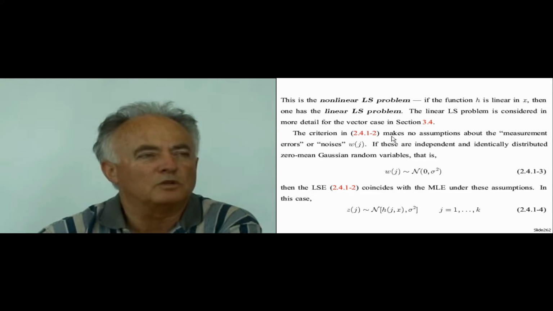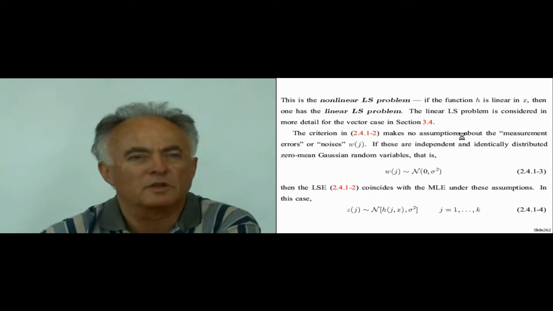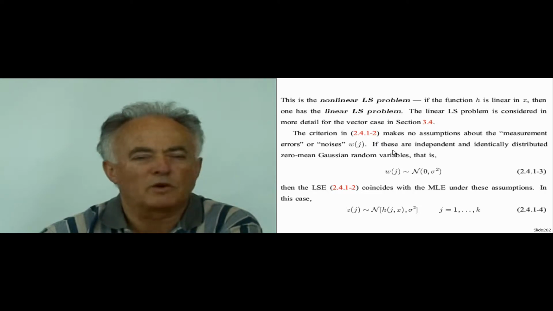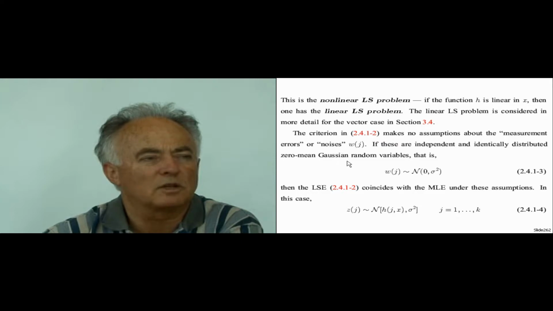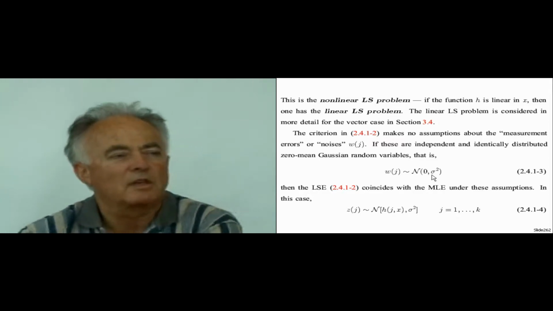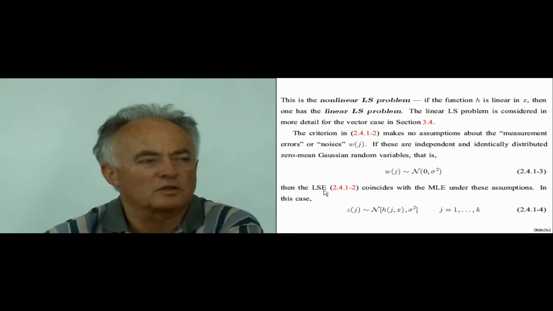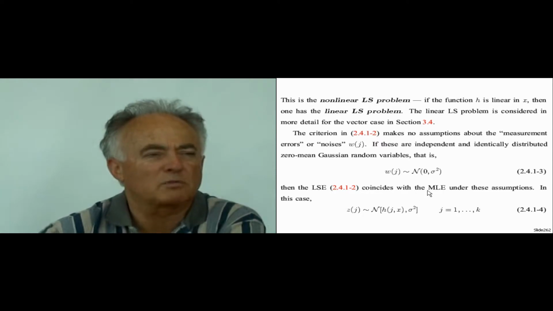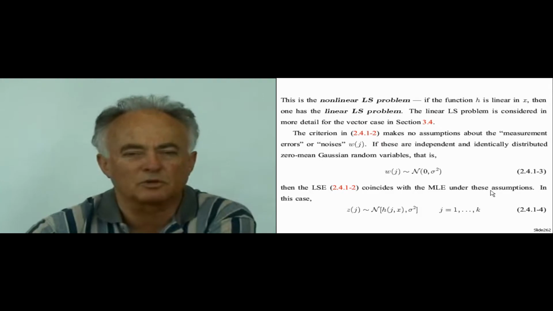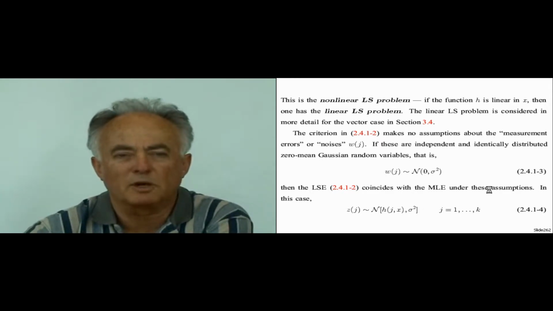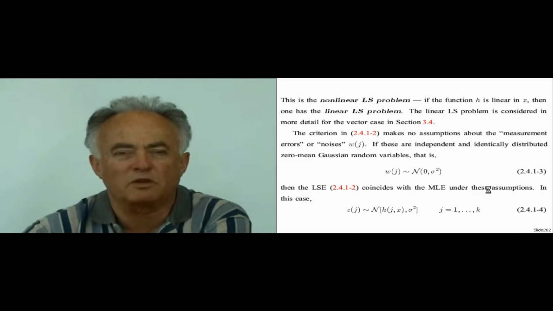Now, the criterion we just presented, which is the sum of the squares of the errors between the observed values z and the model h, makes no assumption about those measurement errors, the w's, or noises. Now we can do the following. We can model the w's as independent, identically distributed, zero mean Gaussian random variables. So the w's will be Gaussian, mean zero, variance sigma squared, IID. Then it turns out that the least squares estimator will be exactly the same as the maximum likelihood, the MLE estimator, under these assumptions. So least squares makes no assumption about the w's, it just minimizes the sum of the squares of the w's, which is the deviation between z and h.